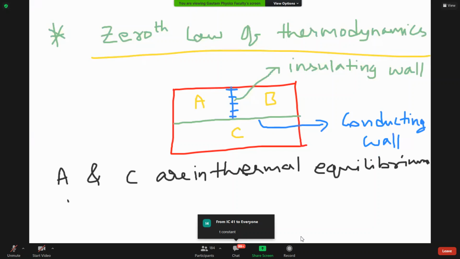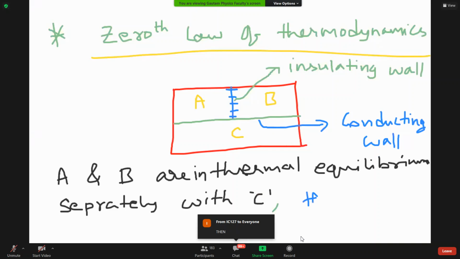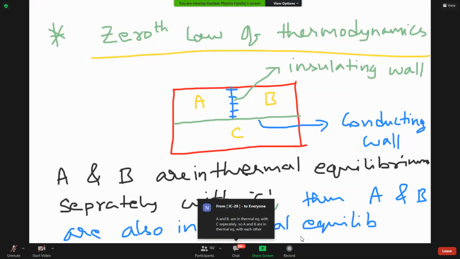Sorry, so A and B, not C. A and B are in thermal equilibrium separately with C. Then A and B are also in thermal equilibrium. Very simple and basic definition. Everybody can understand. Nothing secret here.